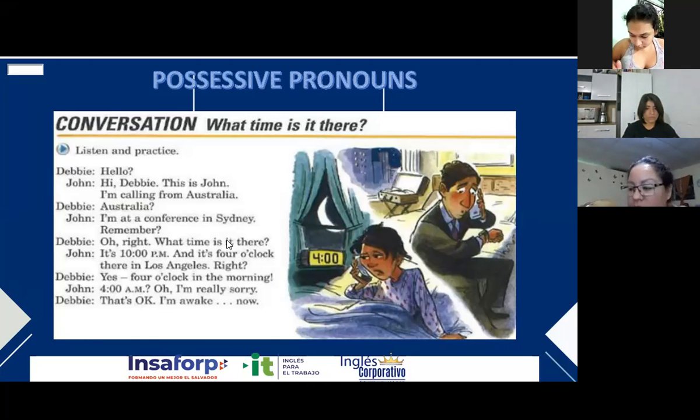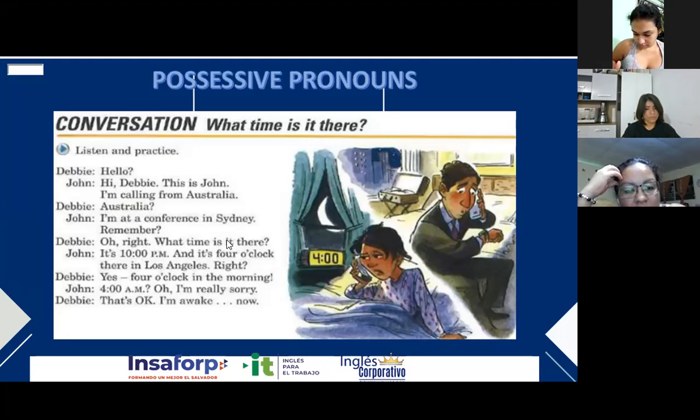Okay, guys, thank you so much for the practice and also for participating actively. And we are just ready to continue with the next part of the class. Y pues ahí puedes escuchar a varios grupos hablando acerca de esta conversation. So we're going to try to translate the conversation into Spanish. Le dice Debbie a John. Hola, Debbie. Este es John o soy John. Estoy llamando de Australia. Y dice Debbie, Australia. Estoy en una conferencia en Sydney, ¿recuerdas? Oh, sí, le dice, all right, es cierto, tienes razón.